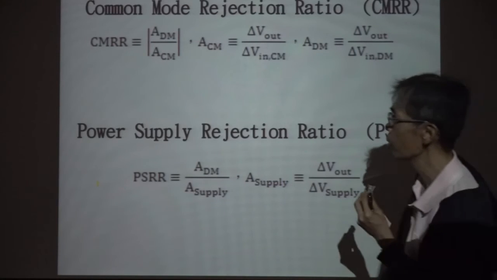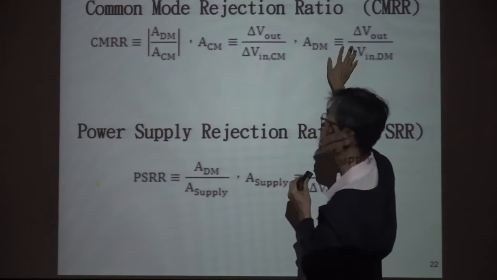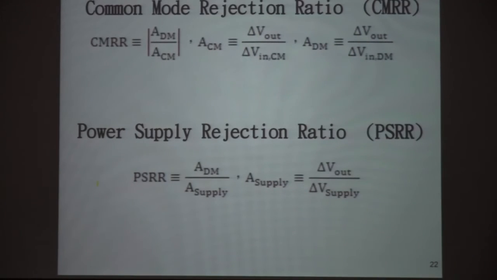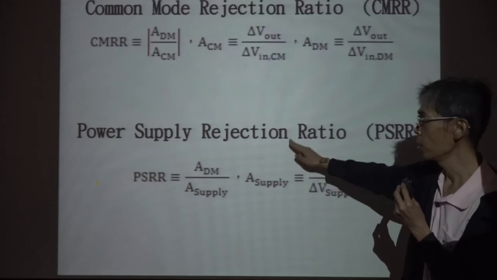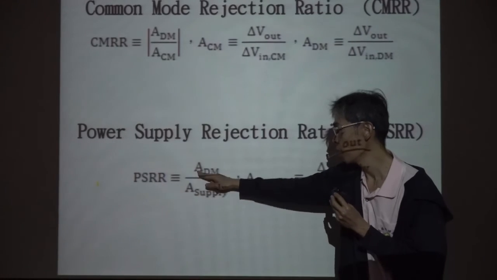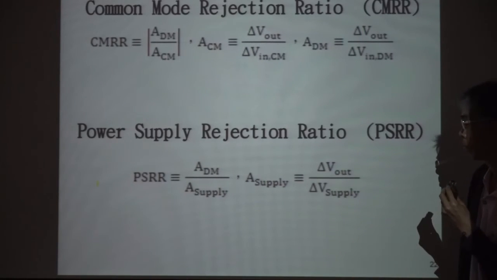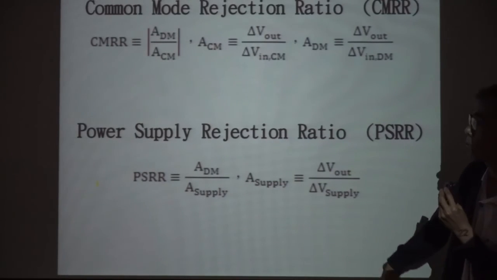Common mode rejection ratio, CMRR. So ADM divided by ACM. This is the definition of ADM, definition of ACM. You need to use SPICE to calculate this. And this is power supply rejection ratio, power supply to ADM. Okay, so this is the equation you need to use. Next.